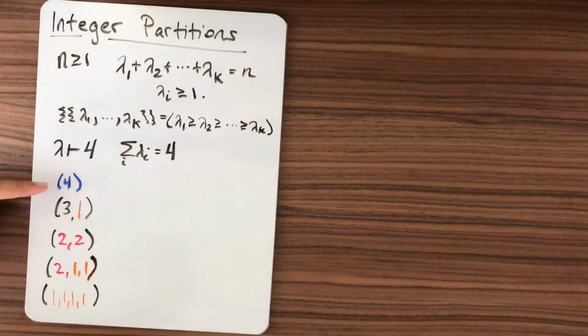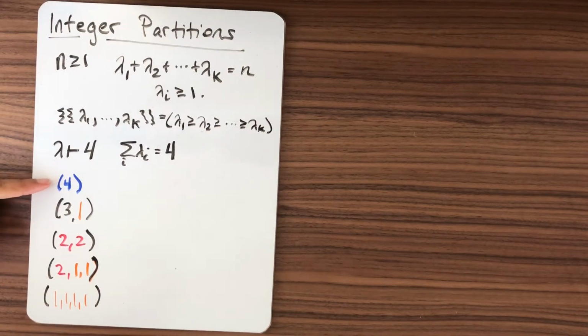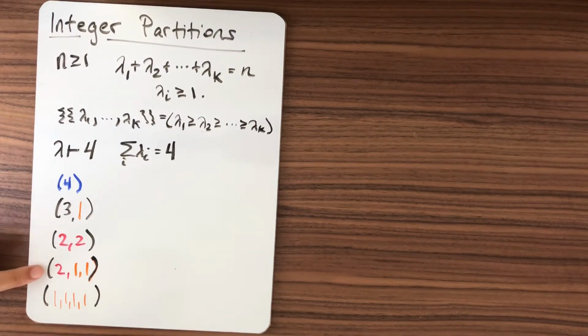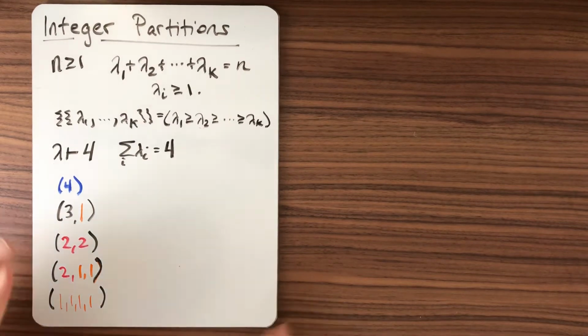Okay, so this one has, we say, 1 part. These have 2 parts, this has 3 parts, and this has 4 parts. So we see each lambda i is a part of lambda. And in this way, we can be systematic about doing it. So there's actually no closed formula for the number of integer partitions of n.